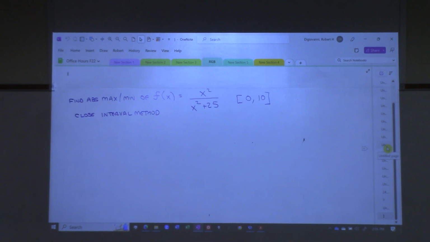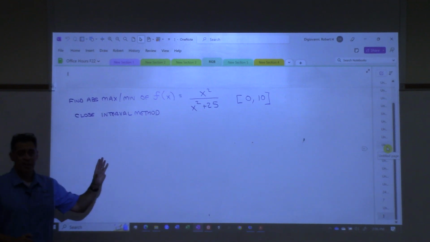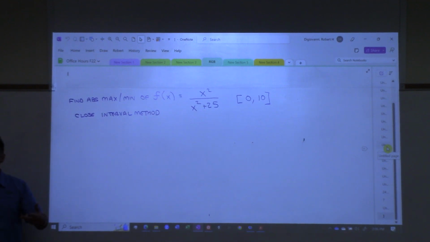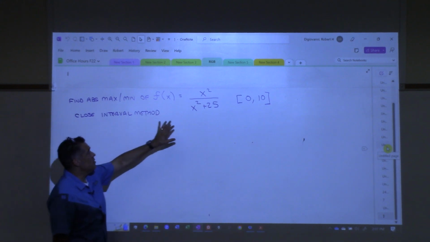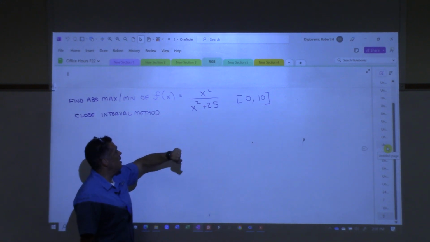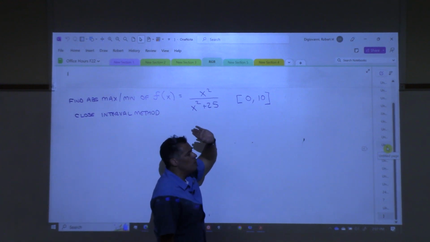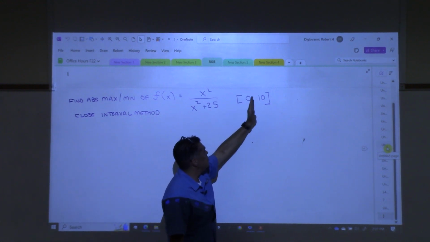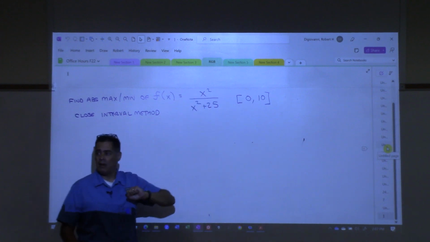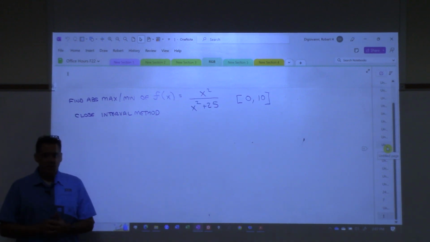So let's try and appreciate what it is that we're doing here. Let's take a step back. I'm giving you a function, right? A rational function in this case. And I'm asking you to imagine that you're only allowed to plug the numbers between 0 and 10 into this. What's the biggest value that would come out of that function? What's the smallest value? And that's a pretty hard question without any calculus to answer.